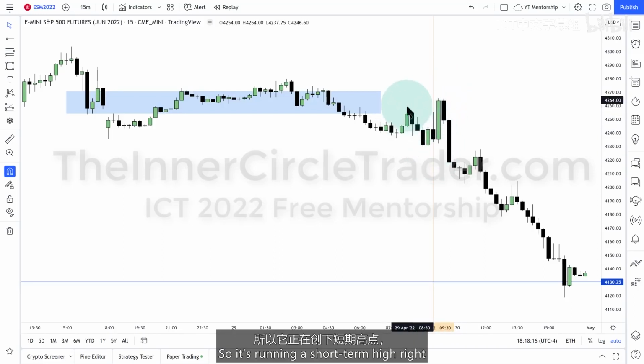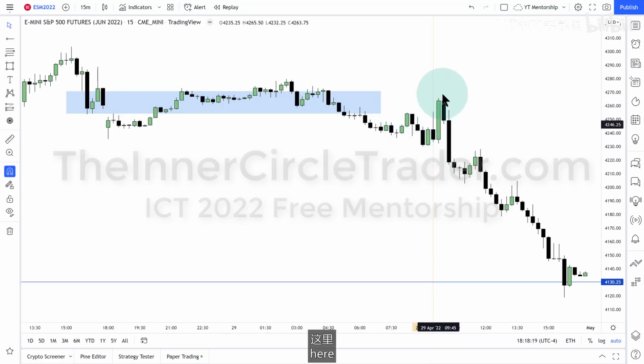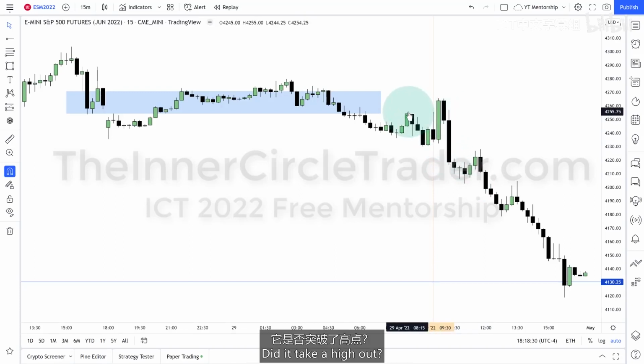So it's running a short-term high right here, and then breaks lower, creating an imbalance here. So on the 15-minute time frame, what do we see? Did it take a high out? Yes.